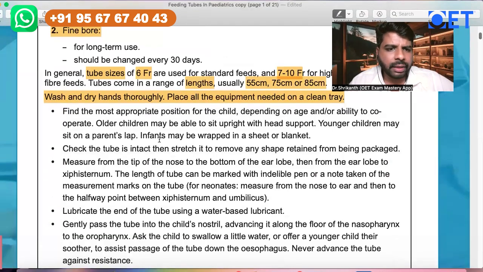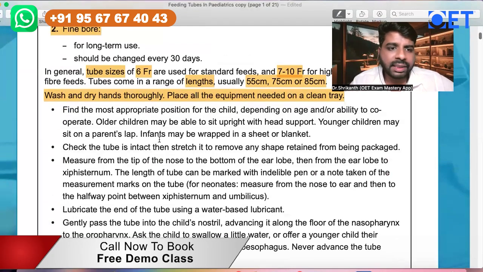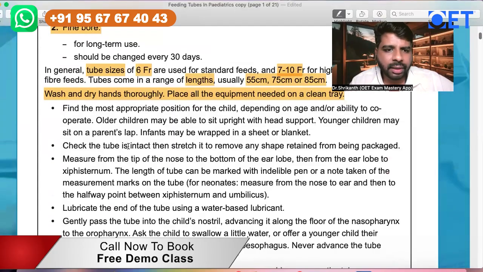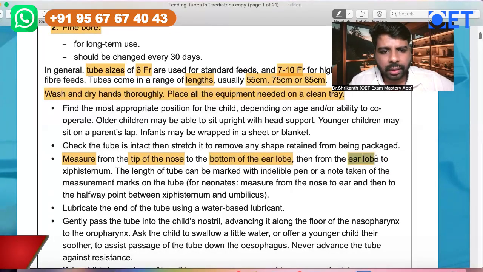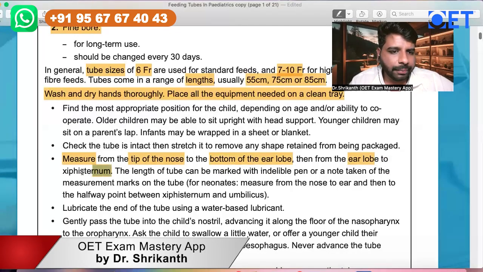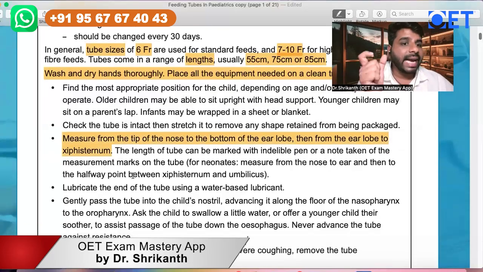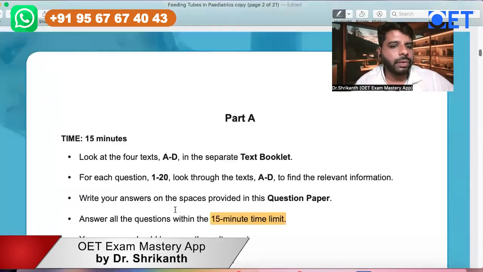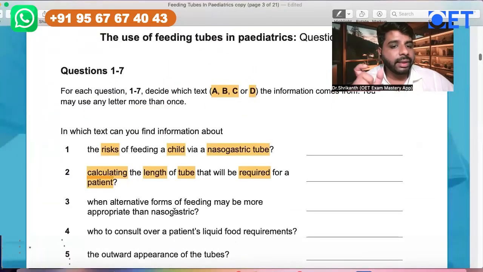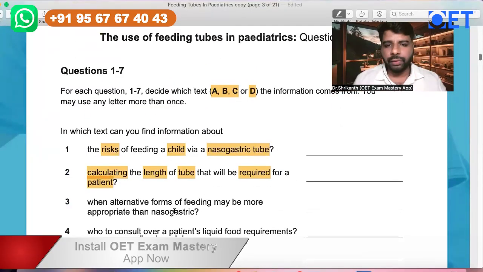Here I will tell you about the scanning and skimming method. Just give me a second. Now you see over here, measure from the tip of the nose to the bottom of the earlobe, then from the earlobe to the xiphisternum. Now you see this particular sentence. This is where the calculation is, because the keyword over here is how to calculate the length of the tube. This is where scanning and skimming comes in.